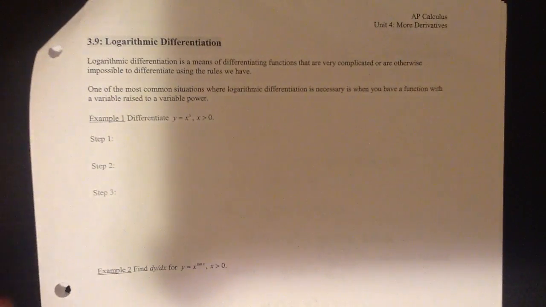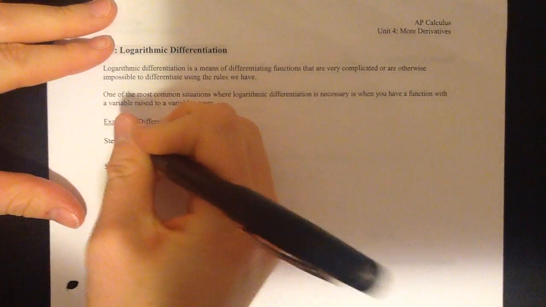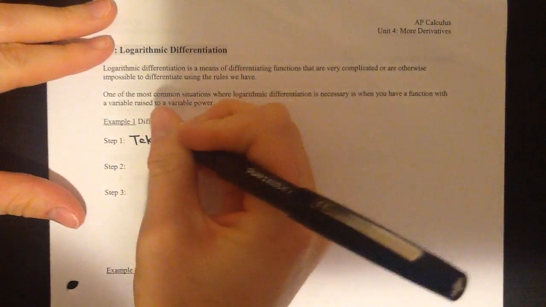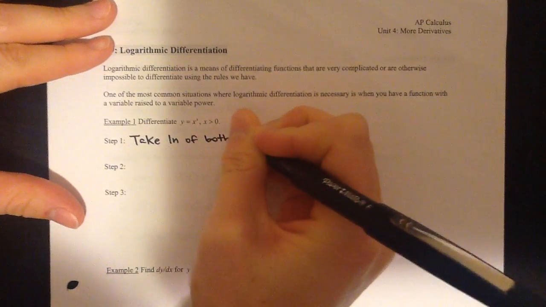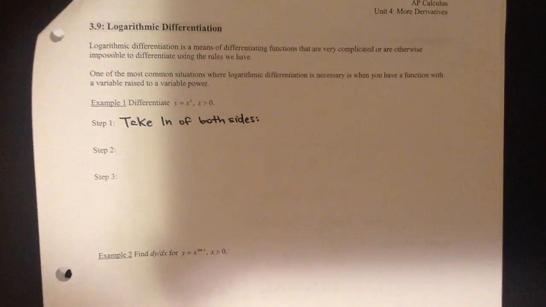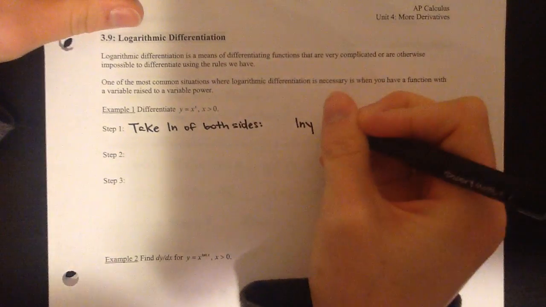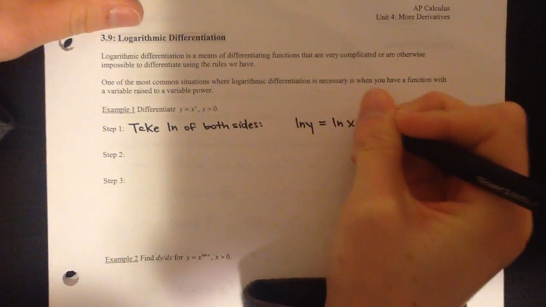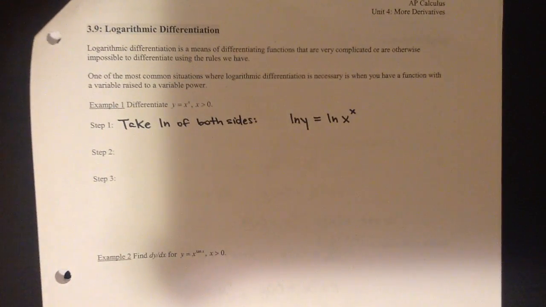All right, so step 1 is you want to take the natural log of both sides, which is why it's called logarithmic differentiation. Now, I'm sure you're starting to realize by now, the way that this algebra works is basically there's almost anything that you can do to one side as long as you do it to the other side. So on this equation right here, we are going to take the natural log of y, and then we're going to take the natural log of x to the x.